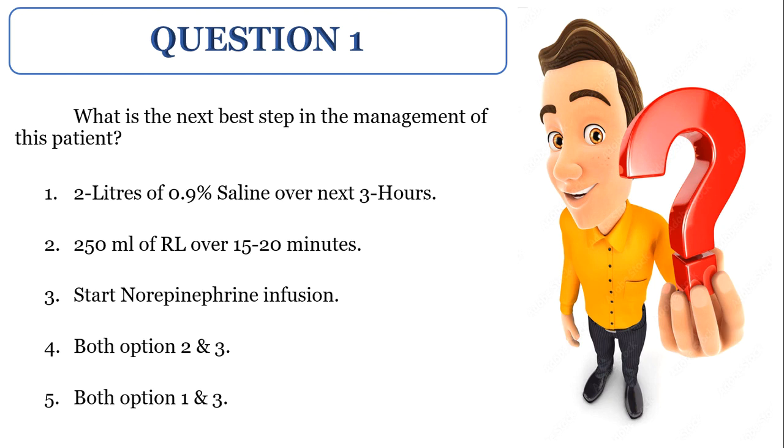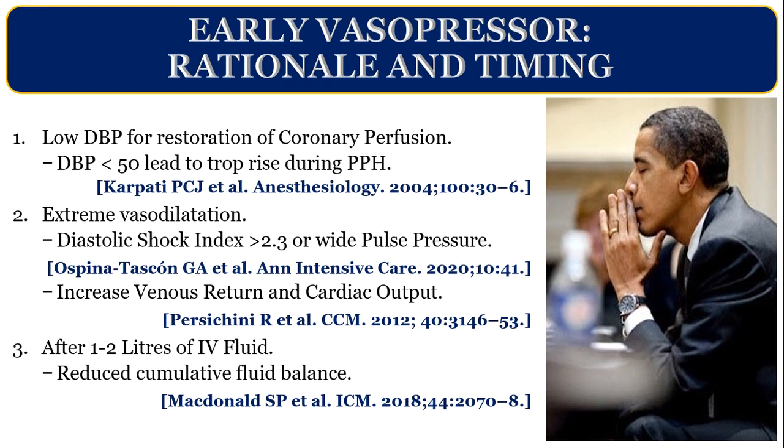Okay, so let's see the indications for vasopressors. Why do you give vasopressors? Because myocardial perfusion depends on diastolic blood pressure. If the patient's diastolic blood pressure is less than 50 millimeter of mercury, which we expect here, this patient has a systolic blood pressure of 70 and the diastolic is not palpable. So it's likely that the diastolic blood pressure is very low.